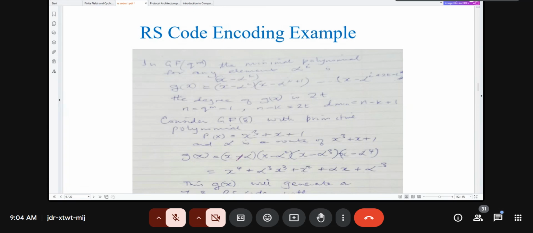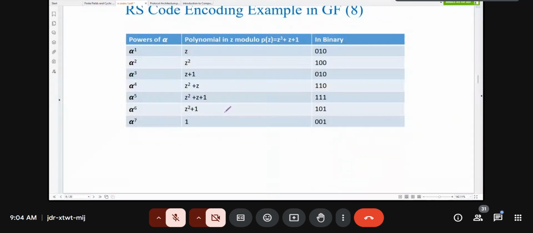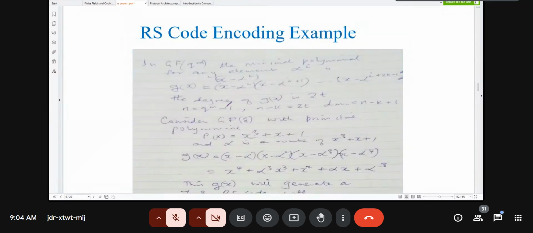So you have this created with this polynomial p(x). So alpha is the root of this, we know that, just like in the case of the binary BCH codes. So p(x) is equal to that. Therefore, g(x) is equal to this. So our generator polynomial is equal to this.